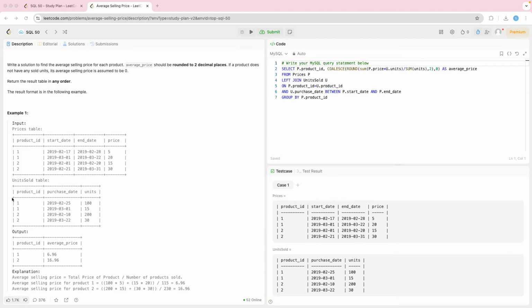After that, we'll do group by product ID and then apply our average formula, that is the sum of price into units divided by the sum of units. In the question it is given that it should be rounded to two decimal places, so we have rounded it to two decimal places. Also, it is given that if a product does not have any units sold, its average selling price is assumed to be zero. So we have added COALESCE, so if the value of average is null, it will make it zero.